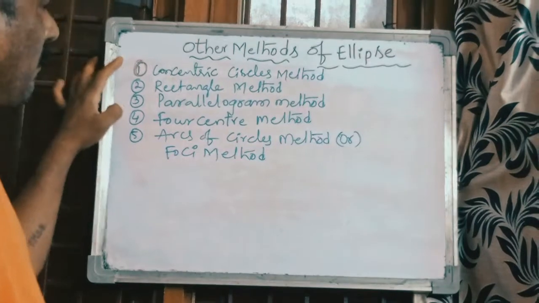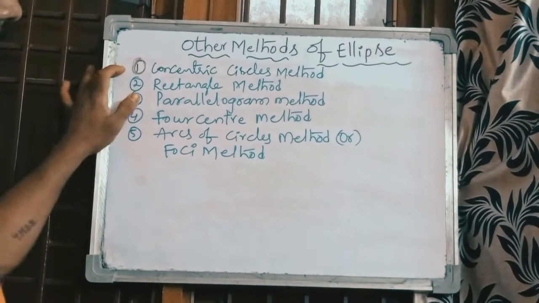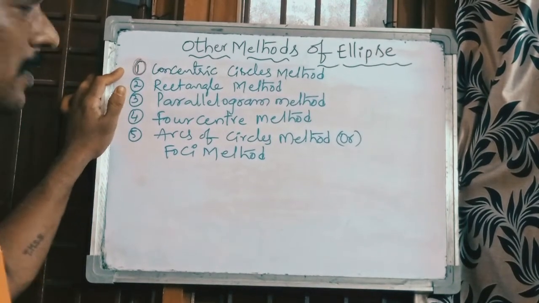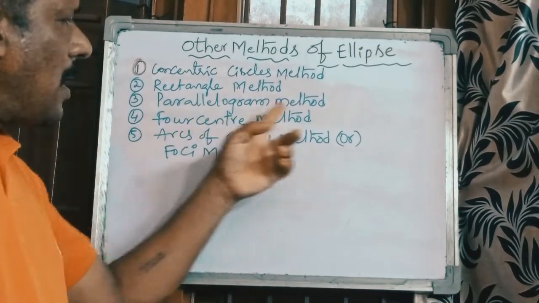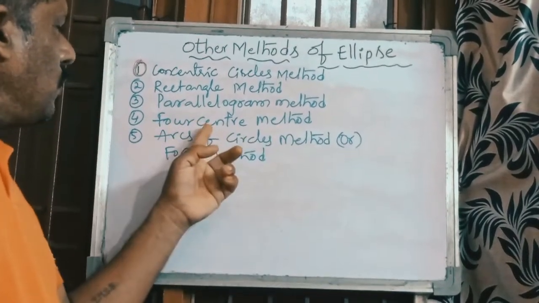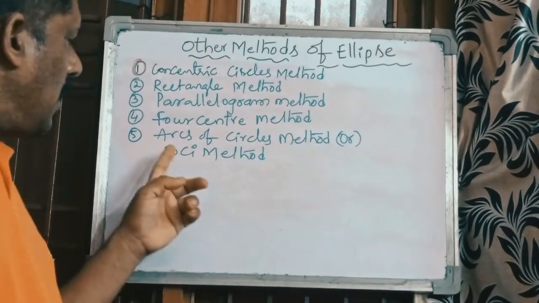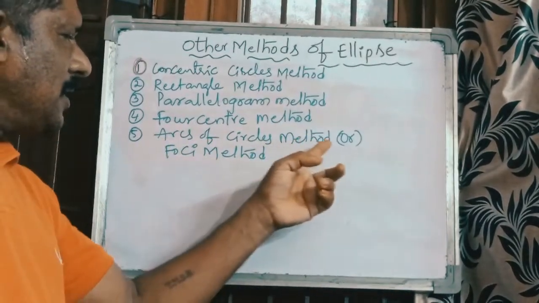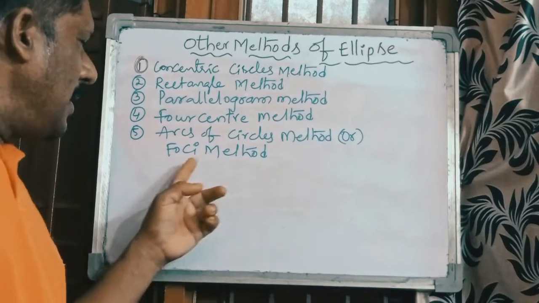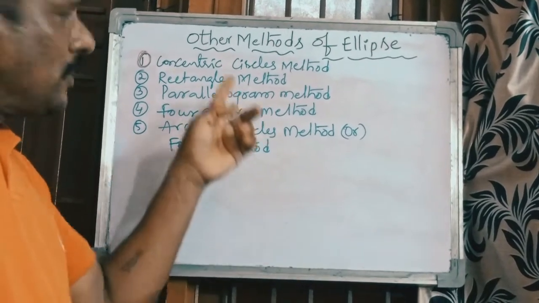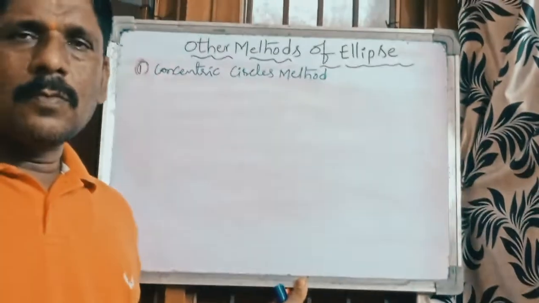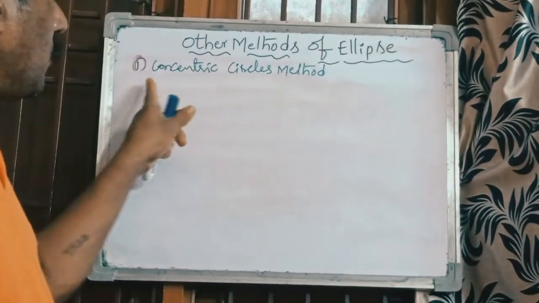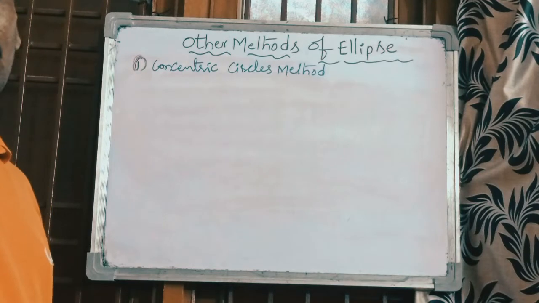See here, the five methods are: one is the concentric circles method, the second one is the rectangle method, the third one is the parallelogram method, the fourth one is the four center method, and the fifth one is the arcs of circles method, or we can call it the Foci method. First we go for the concentric circles method.